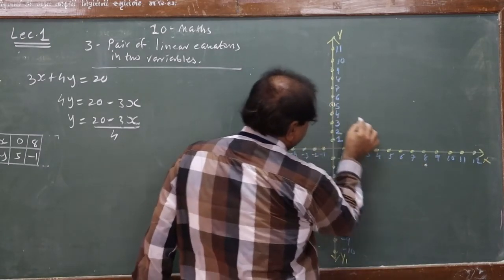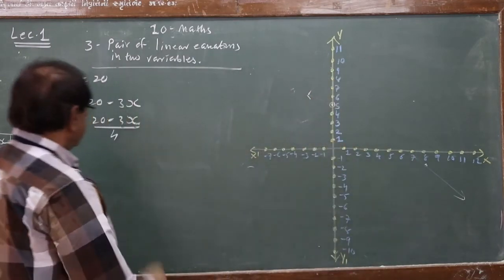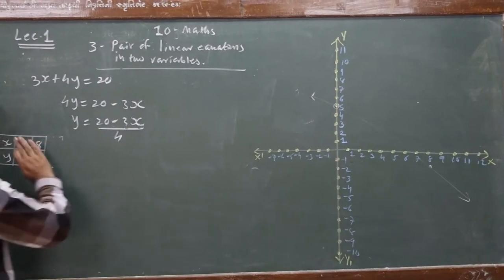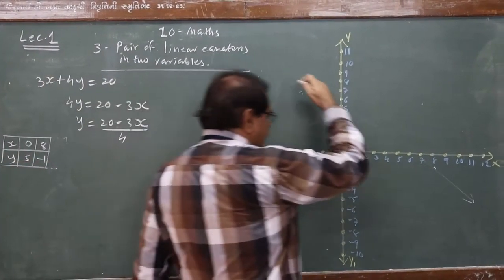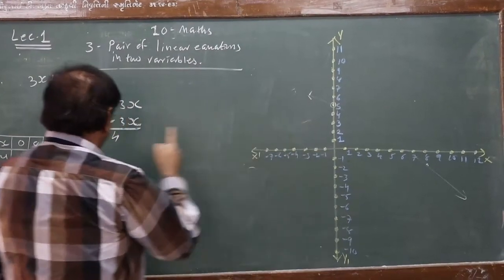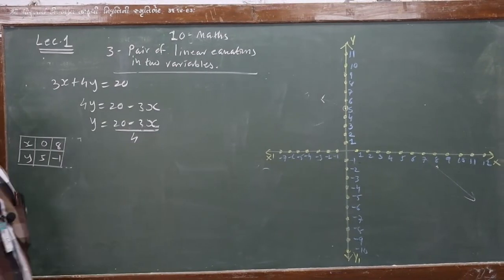So this is the line. Okay. So if you take more points, then every pair x and y will be a solution and will be plotted on this line only. So this is the line which represents this equation, that is, a linear equation in two variables.